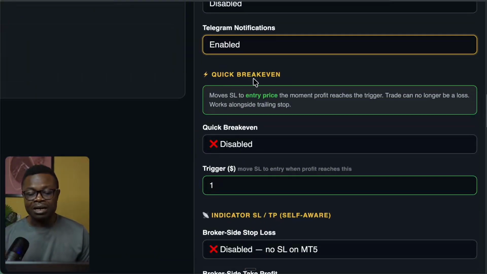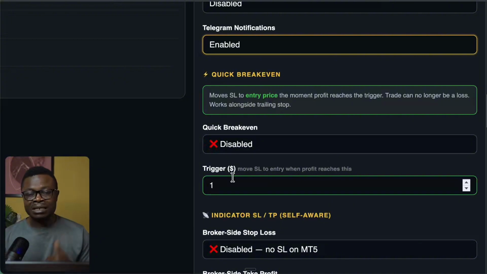Then here, quick break even. If I want this option right here, I have to disable it right now. If I want it, I can always go ahead and enable it. What it does is, if we enter a trade and the trade is already in profit, I can decide the amount of money. Let's say if the trade is already $2 in profit, $3 or $10 in profit. This is just an example. You can set whatever you want here.